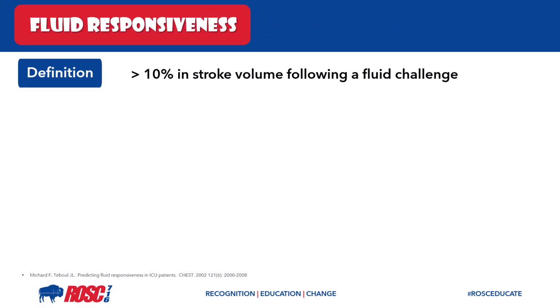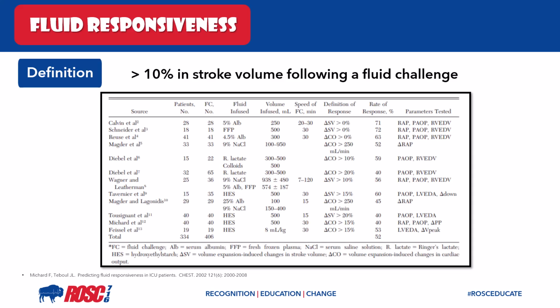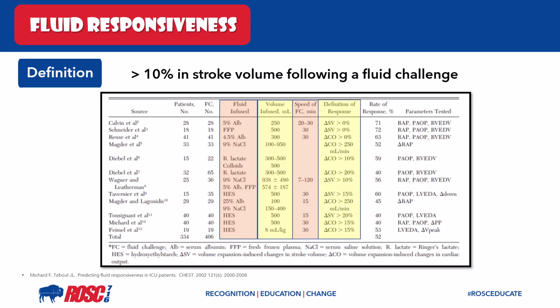Without further ado, what's the definition of fluid responsiveness? Well, historically, the definition has had a wide variation, but the current up-to-date definition is a 10% or greater increase in stroke volume following a fluid challenge. Looking at the summary of historic data, you'll see that there's a wide variation when it comes to the topic. There's a variation in the type of fluid used to conduct the fluid challenge. There's a variation in how much volume was given, at what speed, and as previously stated, there is a variation in the definition of response.